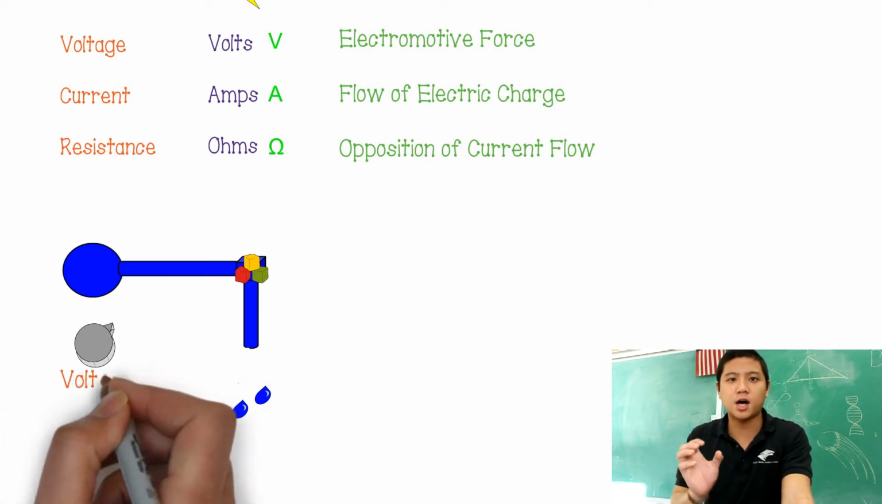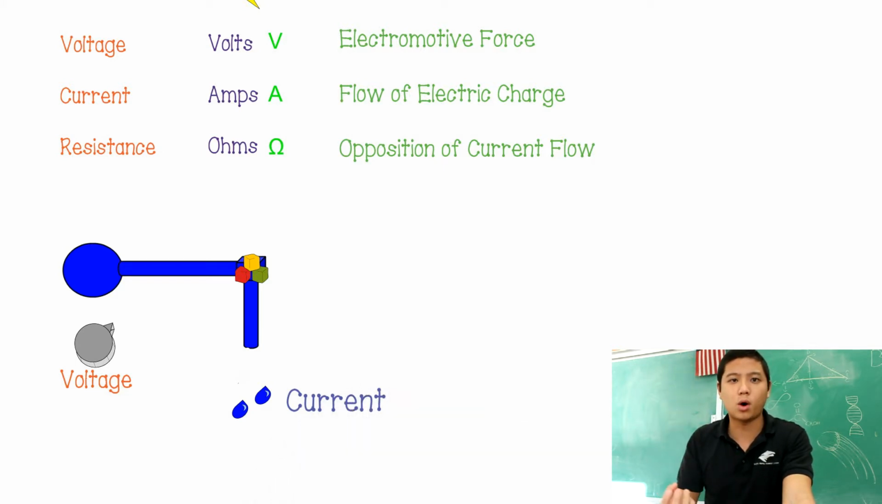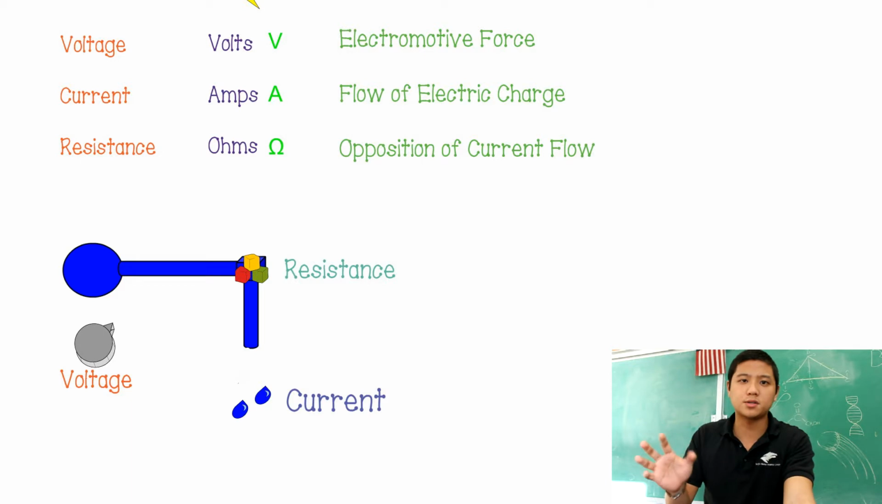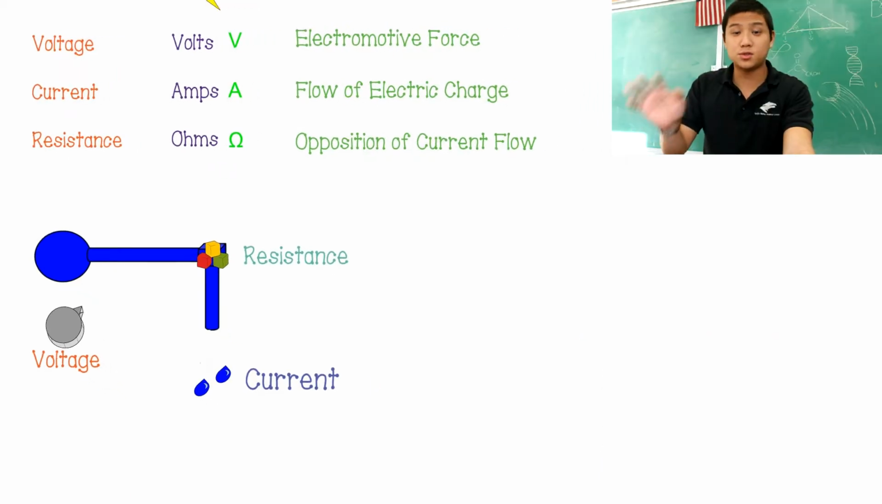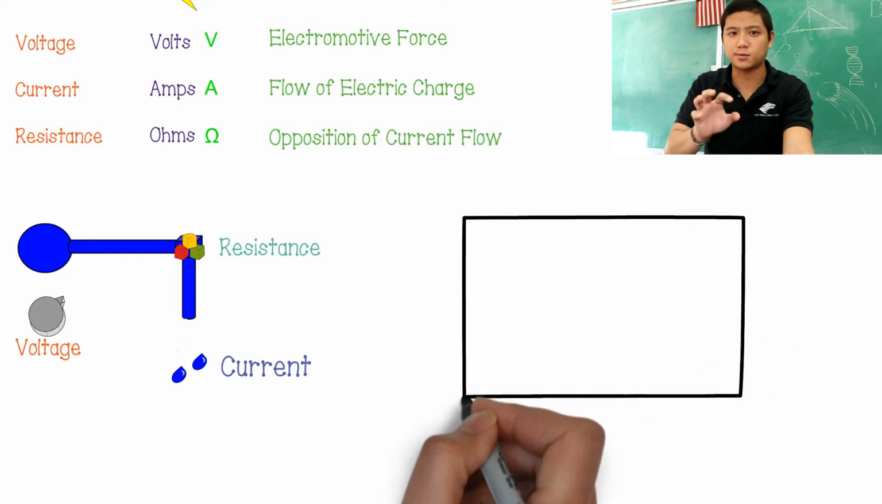Now we can think of the knob that controls the water pressure as voltage. We can think of the flow of water coming out of the pipes as current. And we can think of the rocks inside of our water system as resistance. So let's actually take a look at an actual circuit and find the voltage, the current, and the resistance.